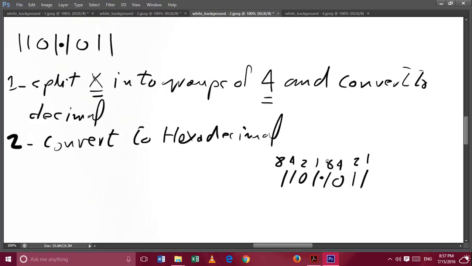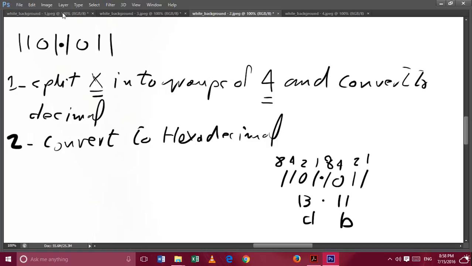So this first group is 8 plus 2, 10, plus 1, so this is 11 right here. And this here is 8 plus 4, that's 12, plus 1, that's 13. Guys, if you want to know how to convert from binary to decimal, I have done a tutorial on that. Please go watch it. Okay, so we know that 11 in hexadecimal is B, and that 13 is D.